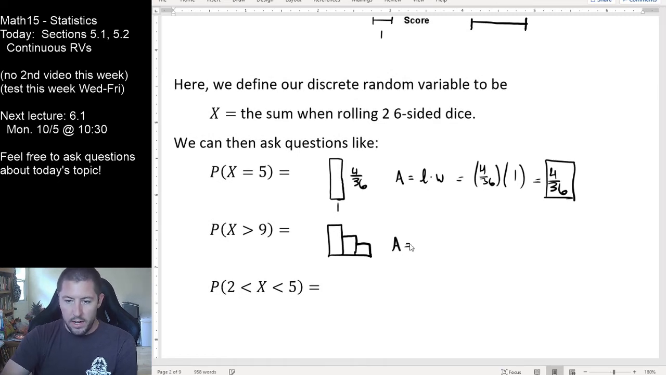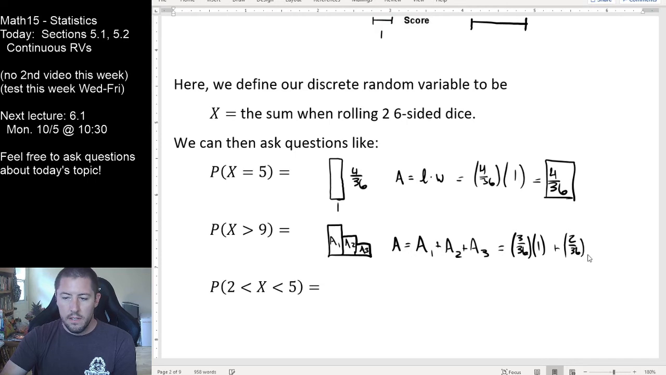This overall area should be the area of the first part plus the area of the second part plus the area of the third part, right? If this is A1, A2, A3. And we could find all these, right? This is going to be 3 out of 36 times 1 plus 2 out of 36 times 1 plus 1 out of 36 times 1.